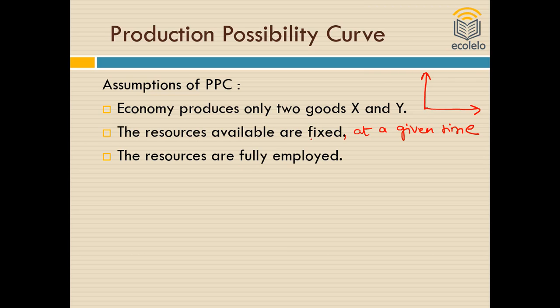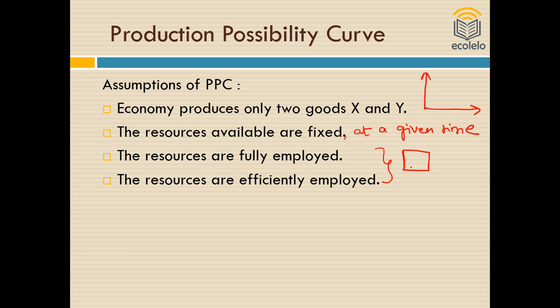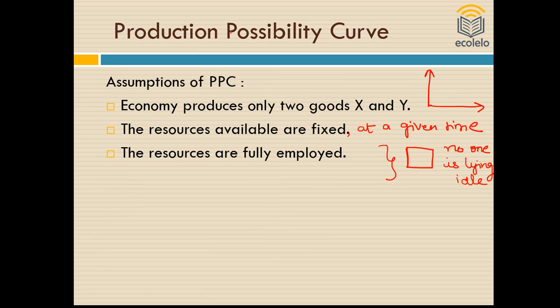Next, resources are fully employed. When we say fully and efficiently employed, it means that all the resources in your economy, all the land, all the labor, all the capital, all the entrepreneurs, are fully used. No one is idle. Okay, so we were talking about how resources are fully and efficiently employed, provided that the resource is capable of doing work.